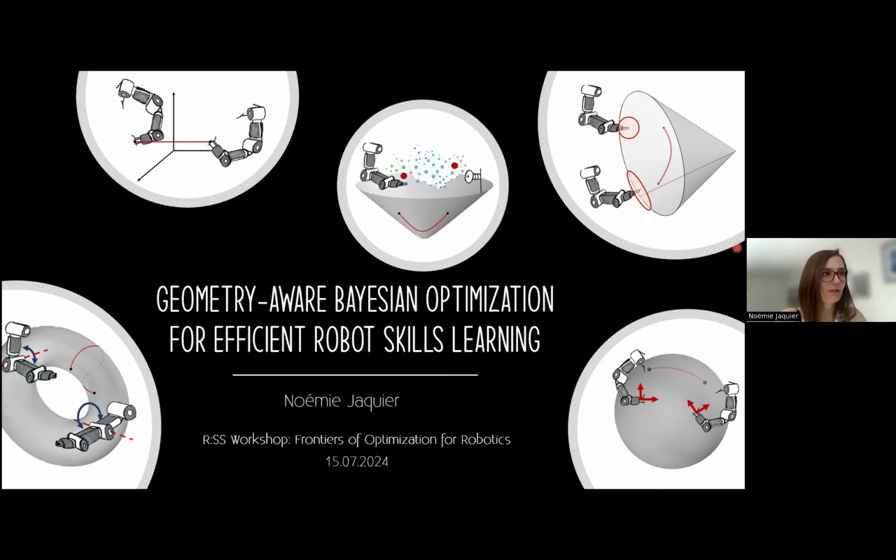Thank you very much, first of all, for the kind invitation. It's a really cool workshop, and it's a pity I cannot be there with you today in Delft. But okay, it's like that for this time. So today I would like to talk to you a little bit about how to do more efficient Bayesian optimization by leveraging the geometry of the data.